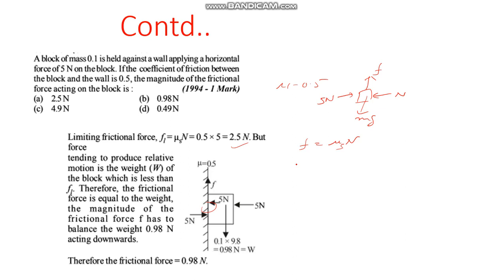But what is the mass of the block? It is 0.1. If mass is 0.1, the weight will be 0.1 times 10, which is 1 Newton. Same as the previous situation, the frictional force cannot be more than 1 Newton. Or if you take 9.8, you will get 0.98 Newtons. So your answer should be 0.98 Newtons, option B.